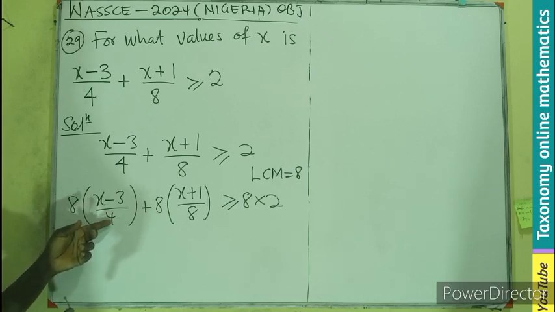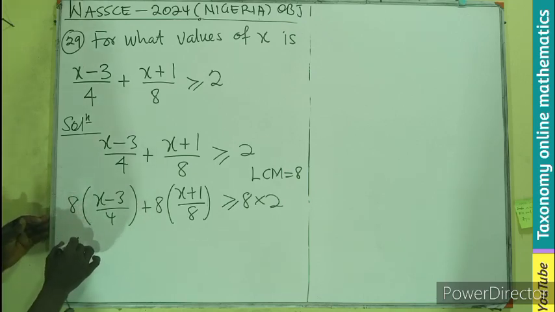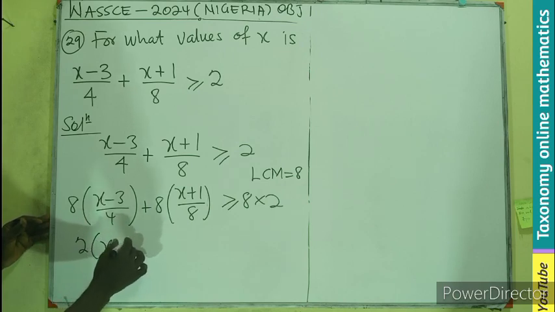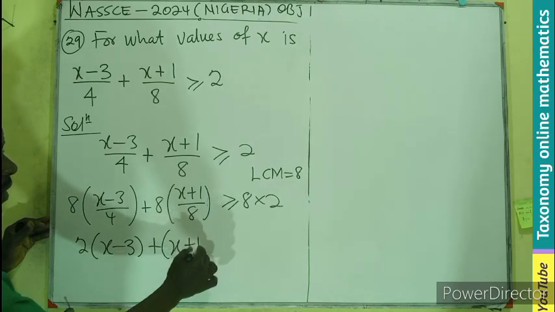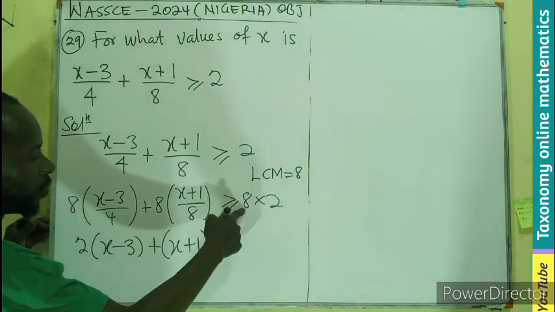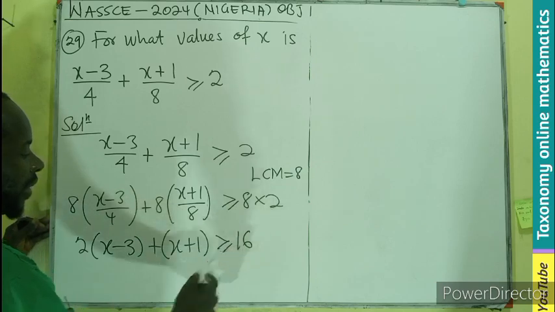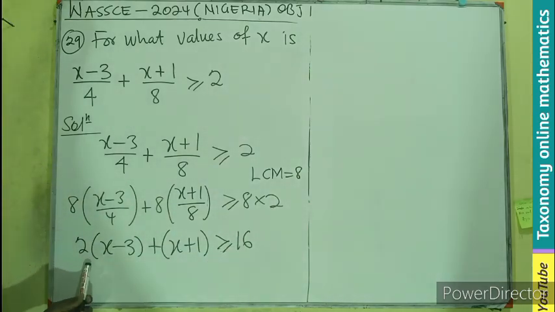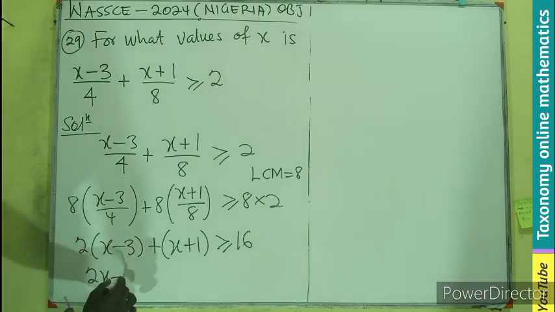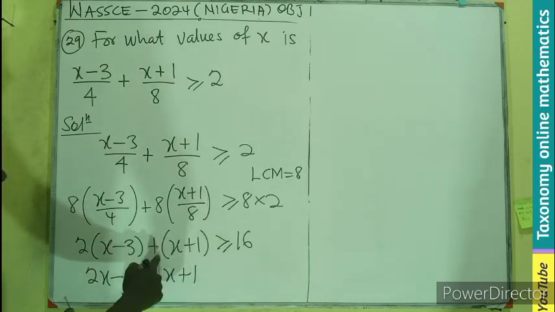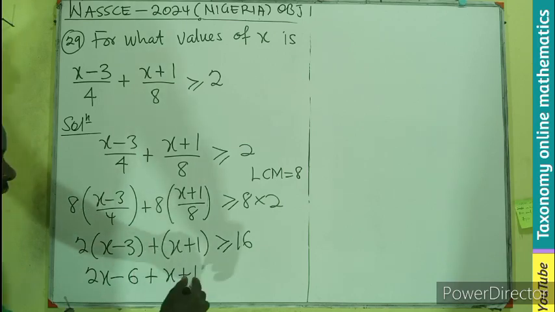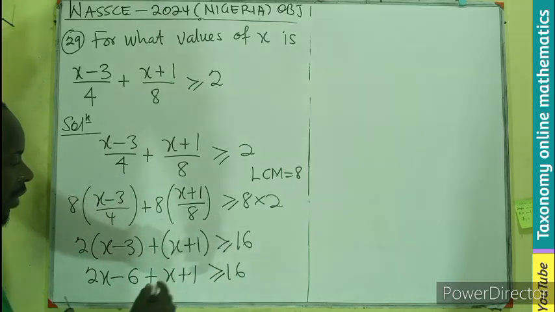So 4 will go into 8 2 times, and that 2 will multiply the x minus the 3. 8 will cancel 8, remaining x plus 1 greater or equal to 8 times 2, that will be 16. So fast forward, let's open this bracket by using the 2 to multiply each of the terms. 2 times x will be 2x, 2 times 3 will be 6, plus x plus 1. Since we have nothing, just 1, multiplying remains the same value.